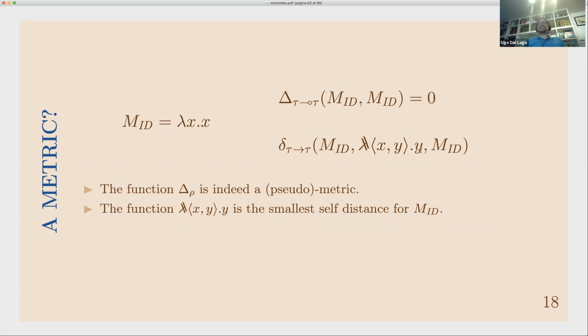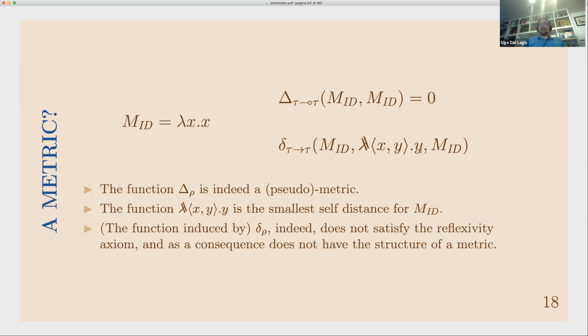And this is by itself a way of measuring the sensitivity of the context to changes. And the function induced by delta rho, if you try to turn it into a proper function returning the smallest self-distance, does not satisfy the reflexivity axiom. And so we are not in presence of a metric. On the other hand, you can keep the structure of a so-called generalized metric domain. And if we have time, we'll talk a little bit about it later.